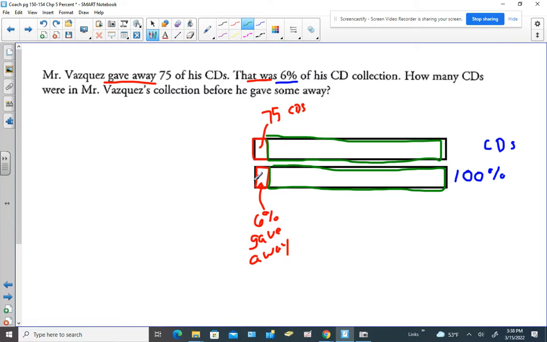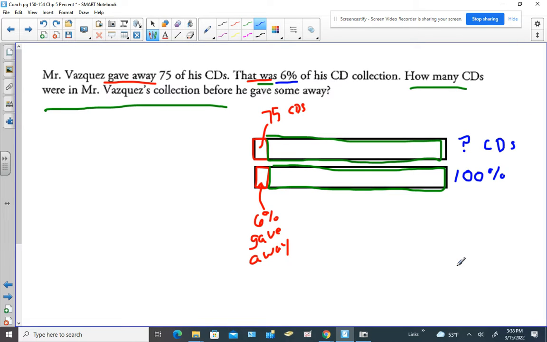Some reminders. These two boxes would add up to be 100%, and we have to reread this to make sure that 75 is in fact the part. And if we read it again, you realize that it is, because they're saying that 75 was 6%, so these two things would be equivalent. Now they want to know how many CDs were in his collection before he gave some away. So that would imply we need to know the entire collection. In other words, this number right here, the all of it number. We don't know that number.